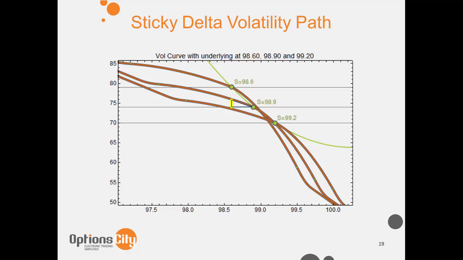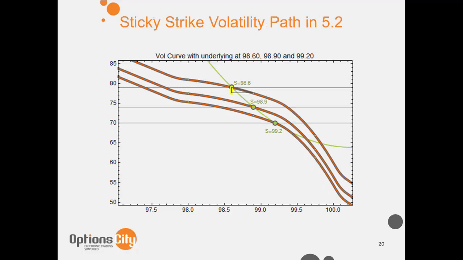And if that's the case, then you might be interested in a sticky strike volatility, which we now have in 5.2. And what that does is you'll note that the curve is no longer moving to the left and right. It's just moving up and down. Our defined points are now at the 98 strike, and it's fixed there. We've got a 99.75 strike as well, also fixed.